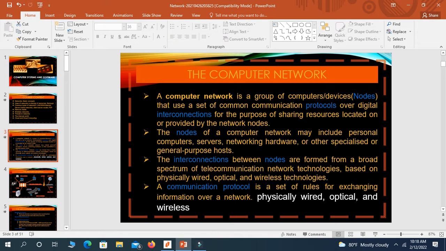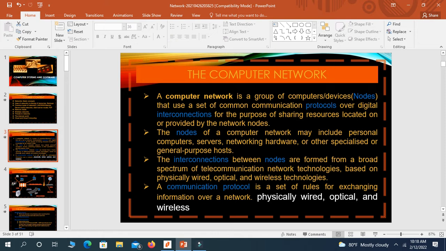A computer network is a group of computers. What is it? It's a group of computers or devices, in most cases called nodes. So a computer network is a group of computers or devices that use a set of common communication protocols over digital interconnections for the purpose of sharing resources located on or provided by the network nodes.